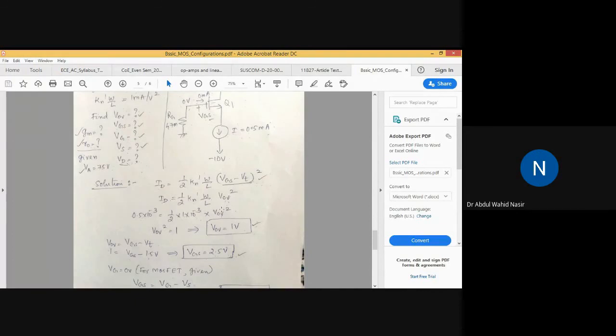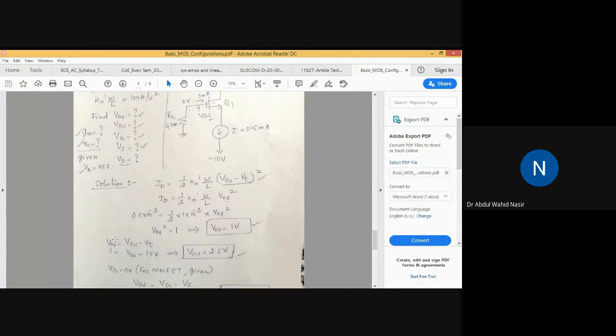So if you use the relation and solve it, you will get the relation VOV square is equal to 1, or VOV is equal to 1 volt. Okay, VOV is equal to 1 volt. So we got the overdrive voltage. Overdrive voltage is 1 volt.